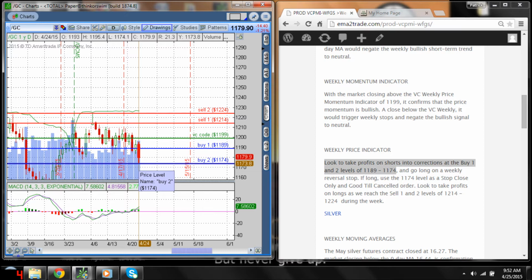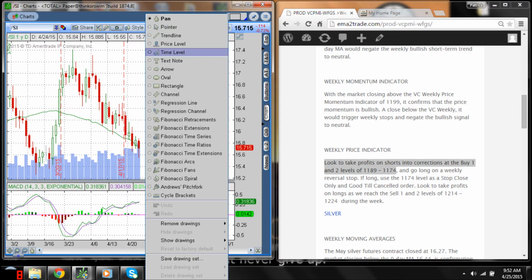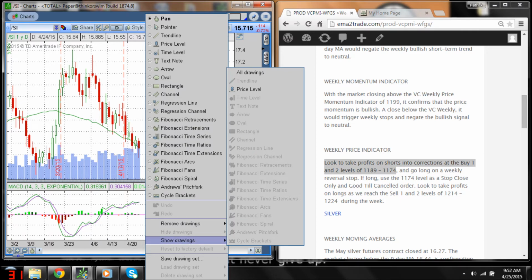The silver market, basically, let's take a look and look at the same report.